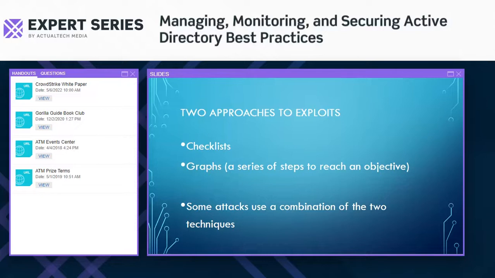In other words, what is it that the attackers are really trying to accomplish, and how are they going about doing that? Well, there are two main approaches that attackers use, and these are super, super high level. But those approaches can be categorized as checklists and graphs. Now, these aren't necessarily official terms. There's probably a million different terms for both of these. These are just the terms I've decided to go with.